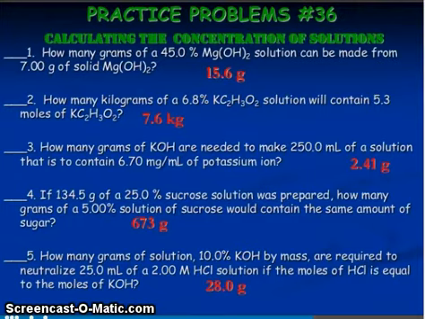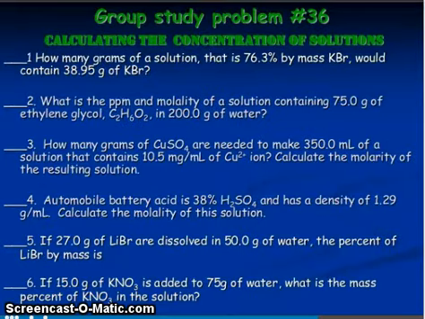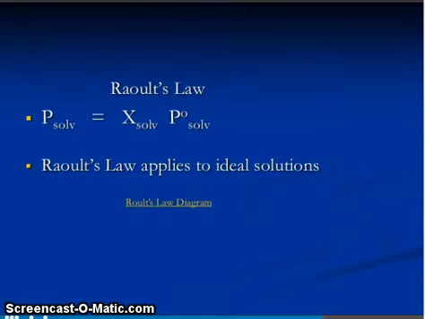So friends, you can calculate. We have a lot of questions here, you can see. On the basis of Raoult's law, P solvent is equal to X solvent times P naught solvent, where P naught means pure solvent. Raoult's law applies to ideal solutions.